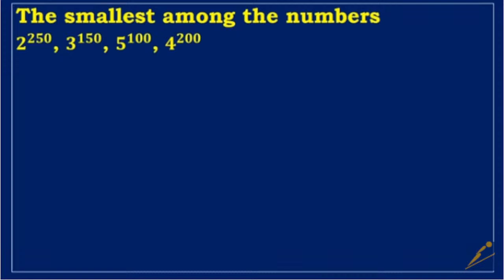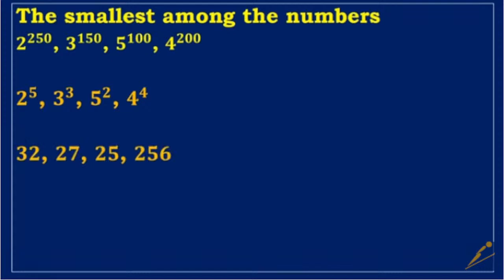2 power 250, 3 power 150, 5 power 100, 4 power 200. When the power of given numbers is divided by 50, the numbers become 2 power 5, 3 power 3, 5 power 2, 4 power 4, and the results are 32, 27, 25, and 256 respectively. Therefore, the smallest value among these numbers is 25, which corresponds to 5 power 100.